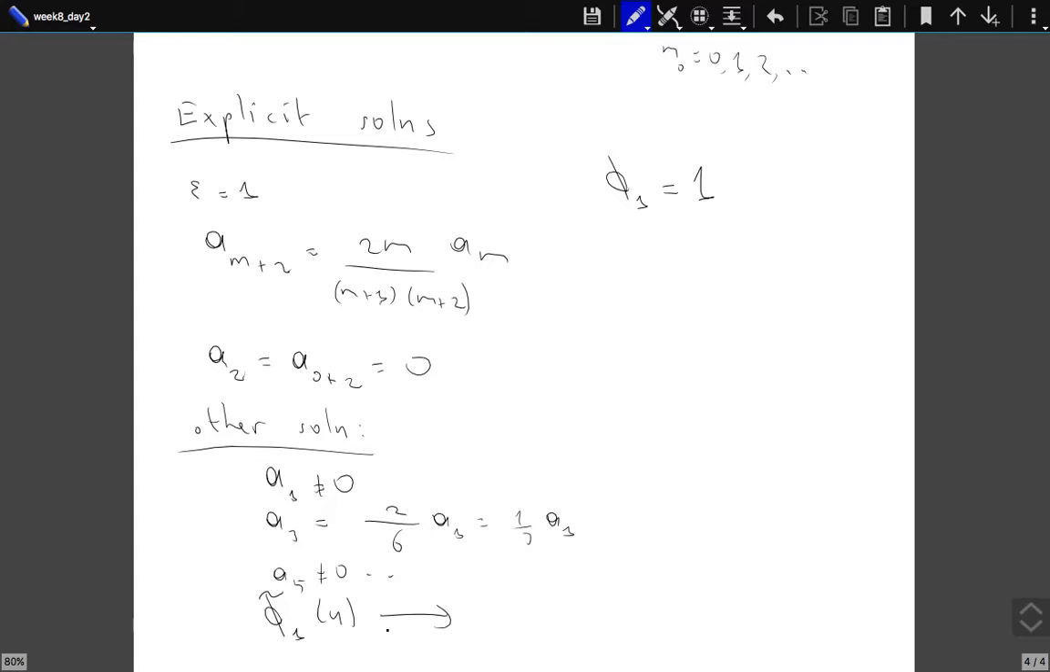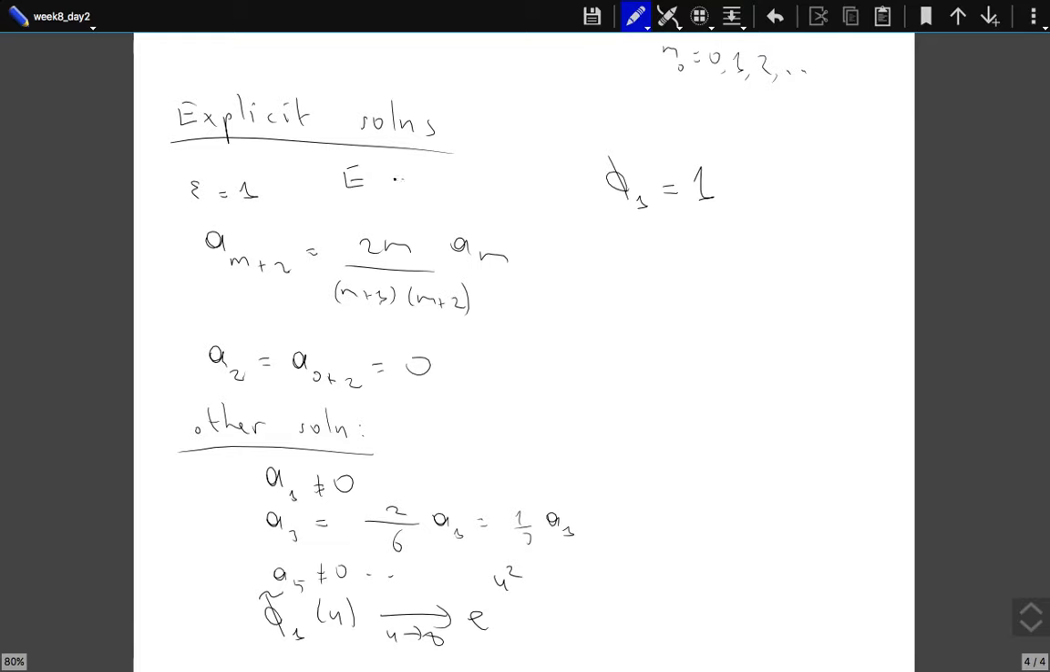but this solution at very far away points behaves like e to power u squared. It diverges at infinity. So its normalization integral is not finite, so we cannot normalize it. That's why we just drop it. We have a single normalizable solution corresponding to epsilon equal to 1.